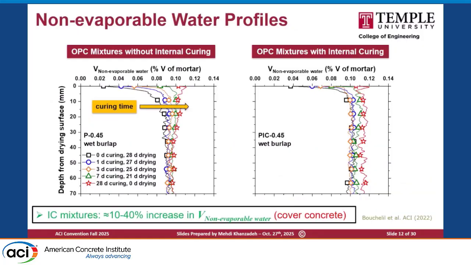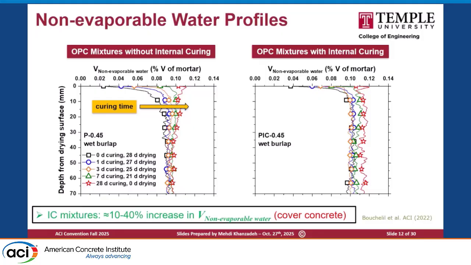So these are some example profiles. At the left side, you are seeing the non-internal cure system, water-binder 0.45. At the right side, you are seeing the internal cure one. If you look at the left side, just the impact from the duration of the wet burlap curing. If you look at the surface, you see that impact, right? When we are extending the curing period, we get better performance, or the surface is as similar as the bulk of your sample, or even when you extend it, it's going to be better.